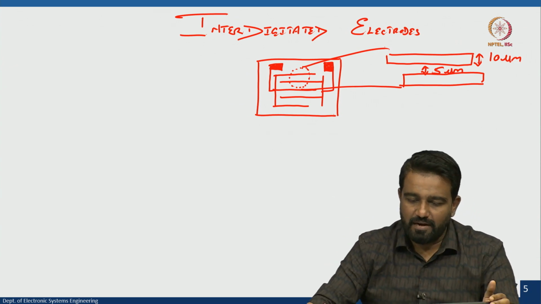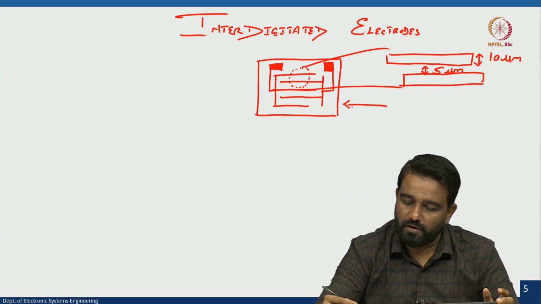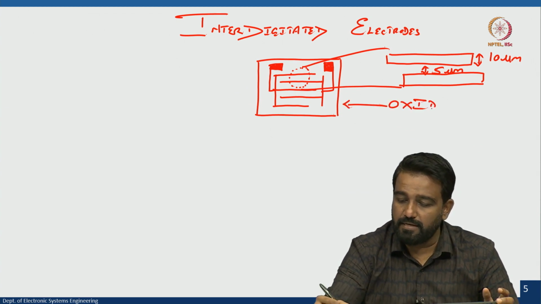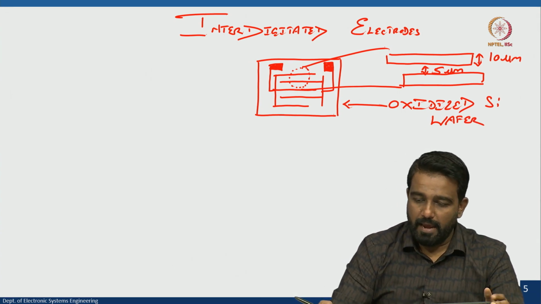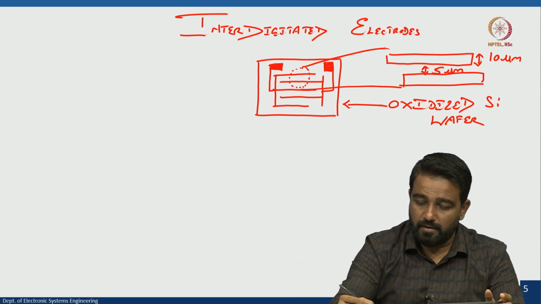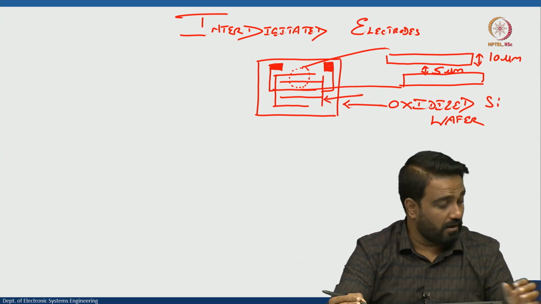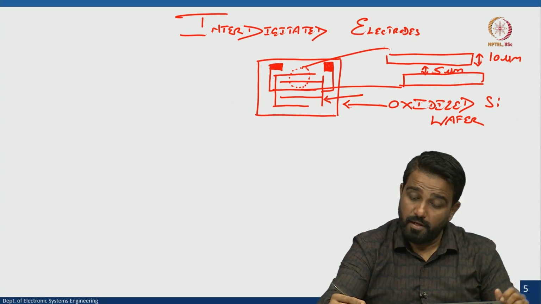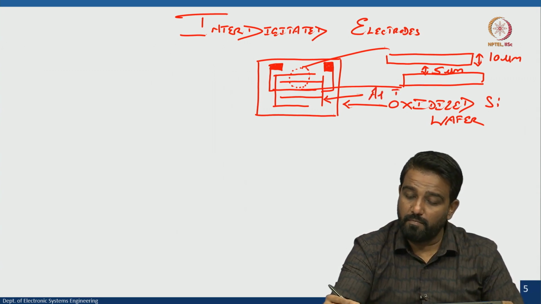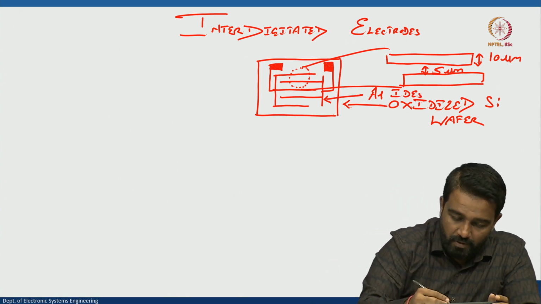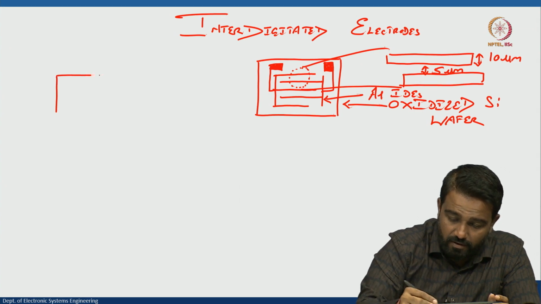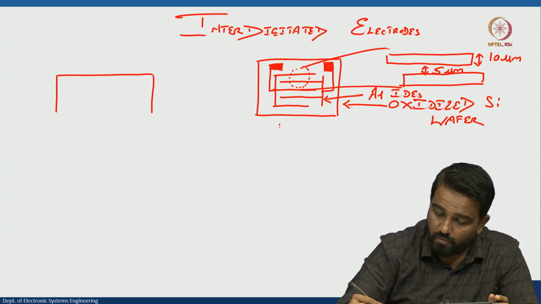Okay. So, we start, and this is the oxidized silicon wafer. Assume that the substrate is your oxidized silicon wafer. Okay. And this interdigitated electrode is made up of aluminum, right. So, let us start. So, first step is you take a silicon wafer, we will draw the cross section. Okay. This is a top view.